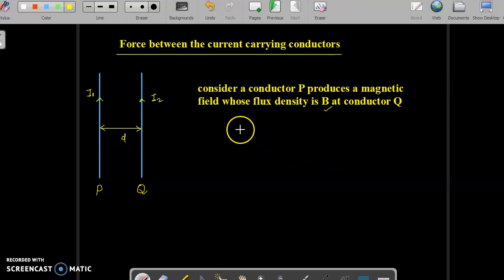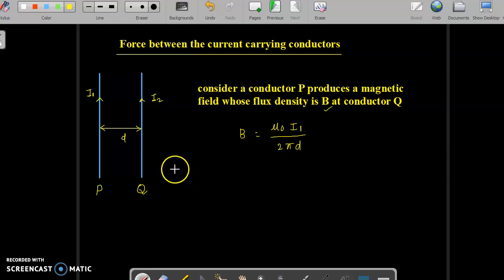The expression of the magnetic flux density B is mu naught, the permeability of free space, times the current I1, divided by 2 pi D. Here D is the separation between the two current carrying conductors, and I1 is the current carried by conductor P.